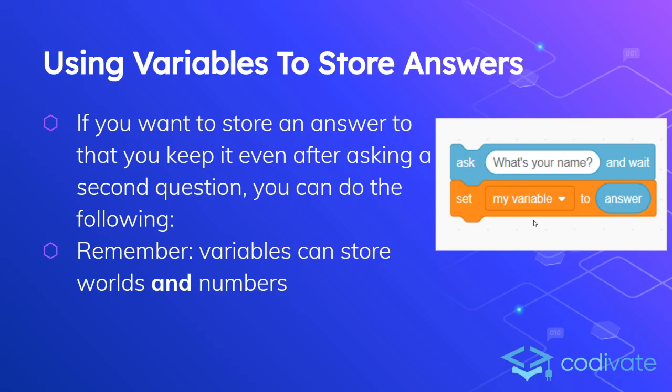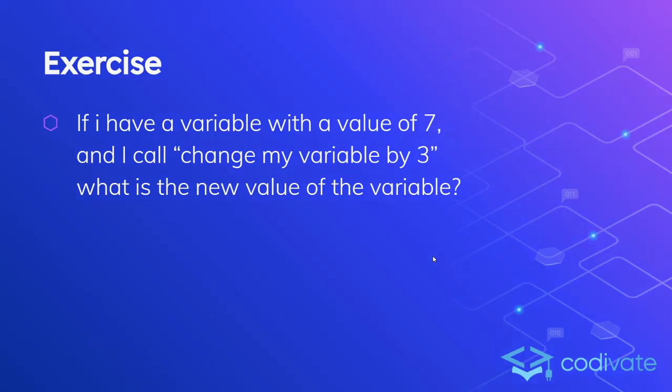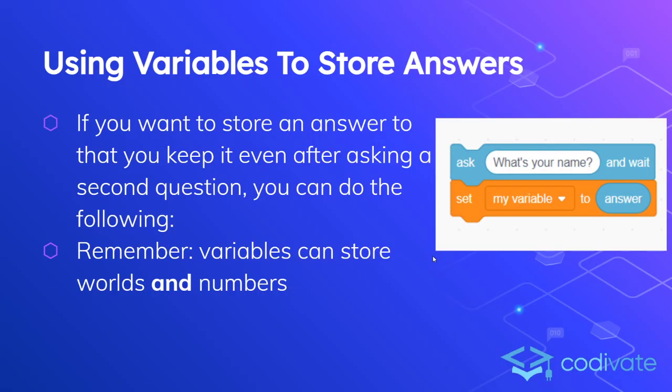So if you have some structure like this, where you have the ask, and then you have a set variable to the answer, that lets you store the answer for as long as you want. So you can ask a second question while keeping the answer to the first question. That's why you use this type of format right here. Alright, that's basically how they work.